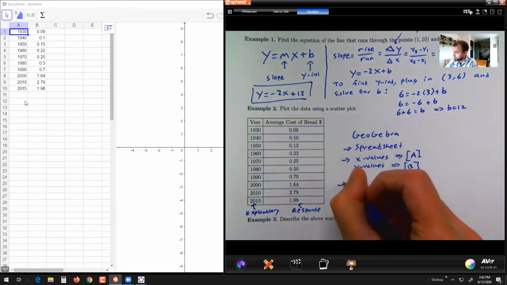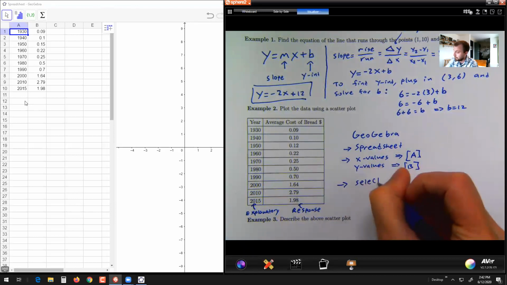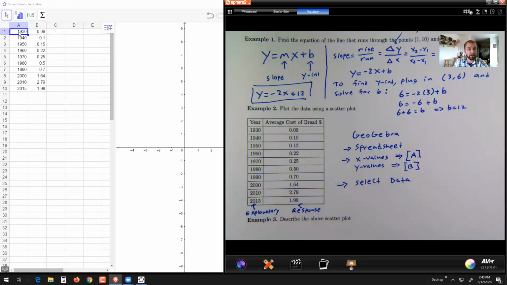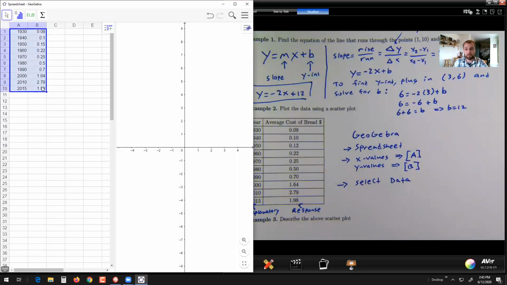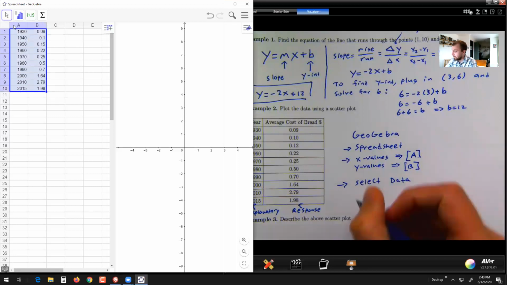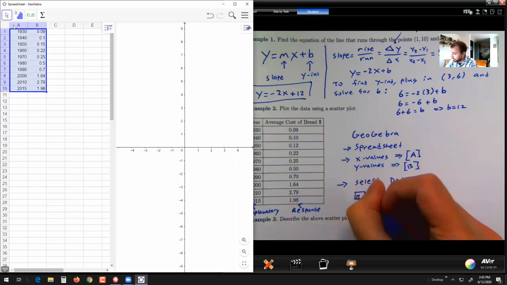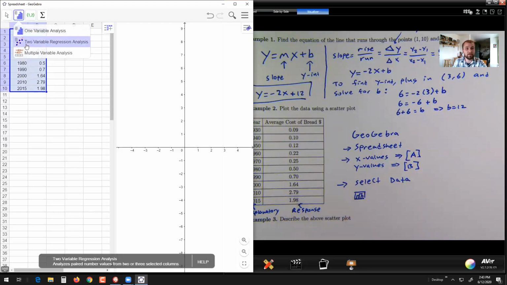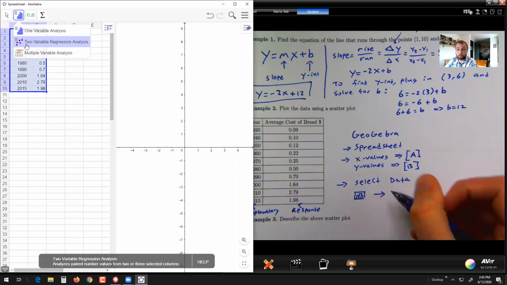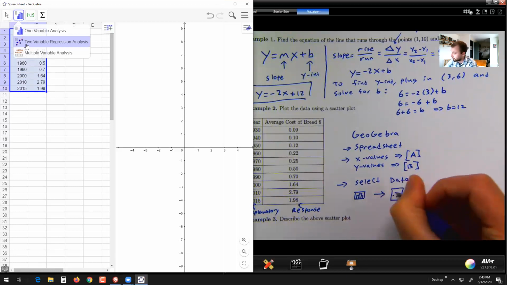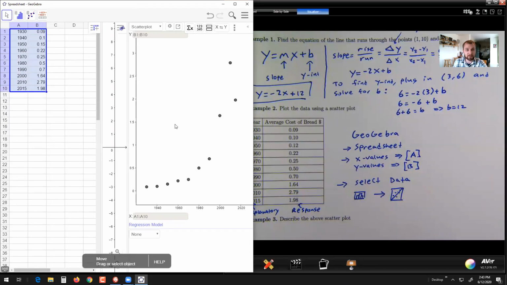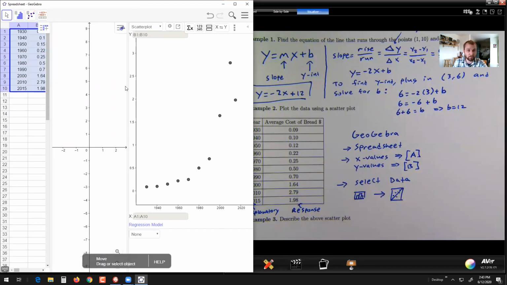Next step. Select the data. My process of selecting data will be to click and highlight it. After I do that, I'm going to click the box up at the top that kind of looks like a histogram. And I'm going to choose the option for 2-variable regression. So I'm going to have some sort of a cloud, and I'm kind of trying to find the equation that goes through that cloud as best as possible. When I do this, I get a scatter plot that looks something like the following.